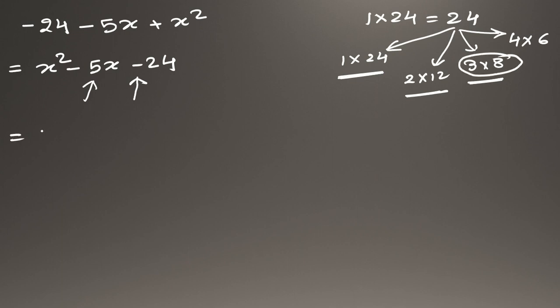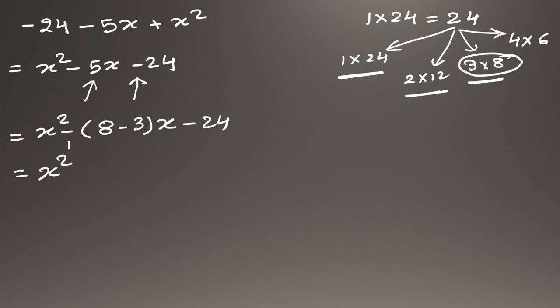Okay. So this is x square minus, in place of 5 what will you write? (8 minus 3) times x, minus 24. Now apply the distributive property. Now my dear students, here outside we have a negative, so please take care of this thing. Okay. So this is minus 8x plus 3x minus 24. This is equal to, now from the first two terms you can take x common.